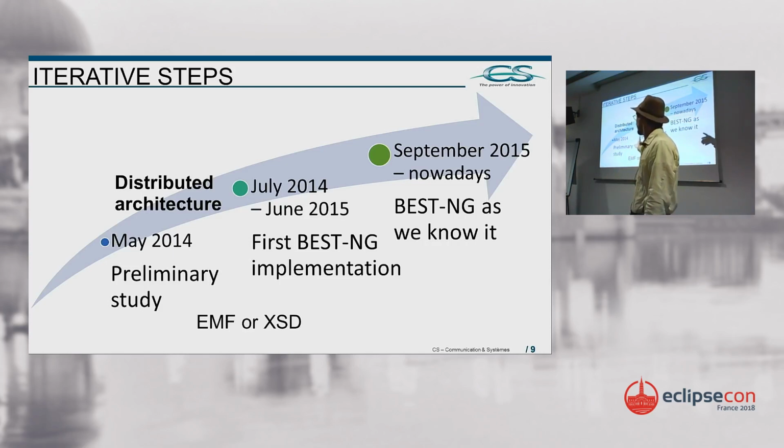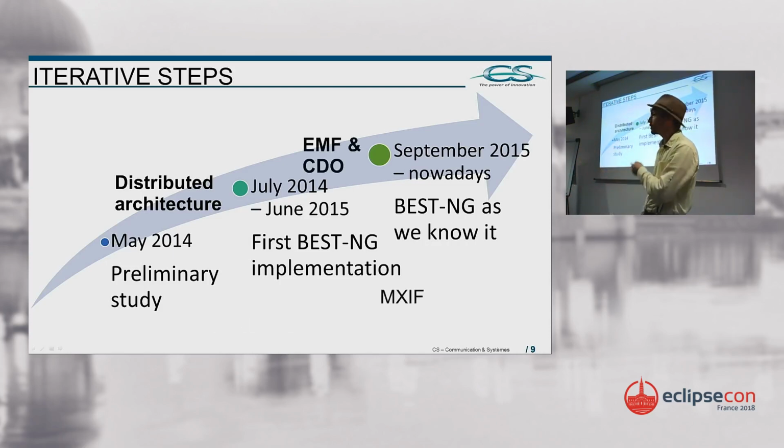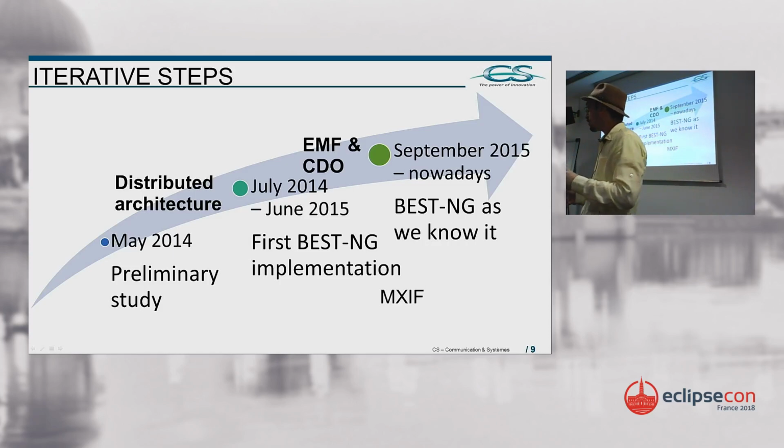So first, a quick question, who knows about EMF? Almost everyone. EMF is the Eclipse Modeling Framework. So basically, if you do modeling with Eclipse, you do EMF. For the first BestNG implementation, I chose EMF, and it relied on the format MXIF, for model XIF, which was quite close to the XIF with monitoring and control extensions, but more model-oriented. And we also chose the CDO technologies.